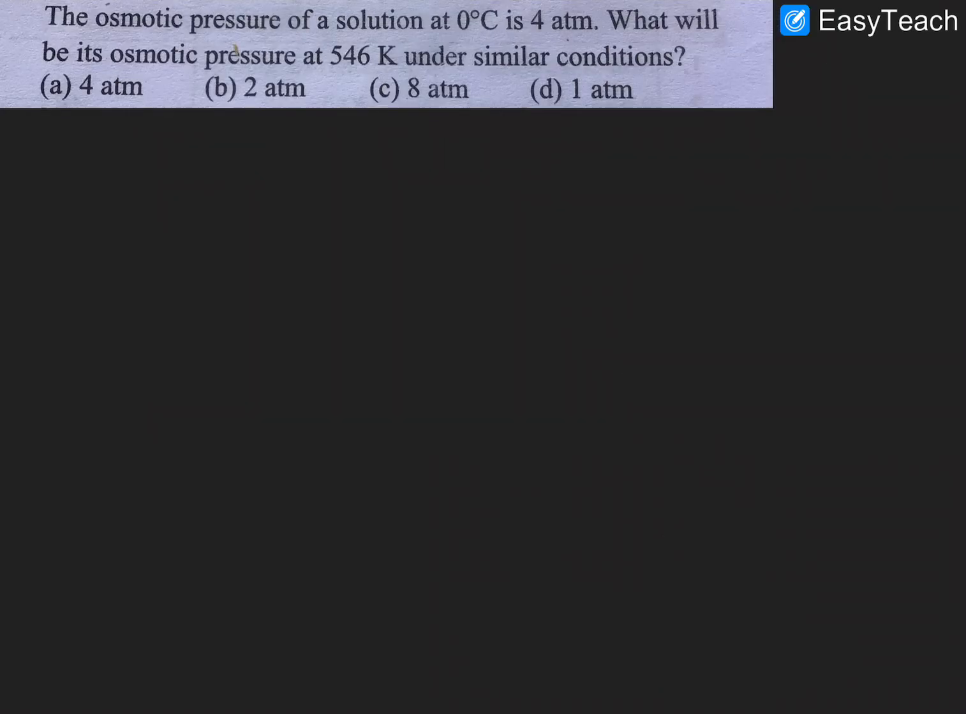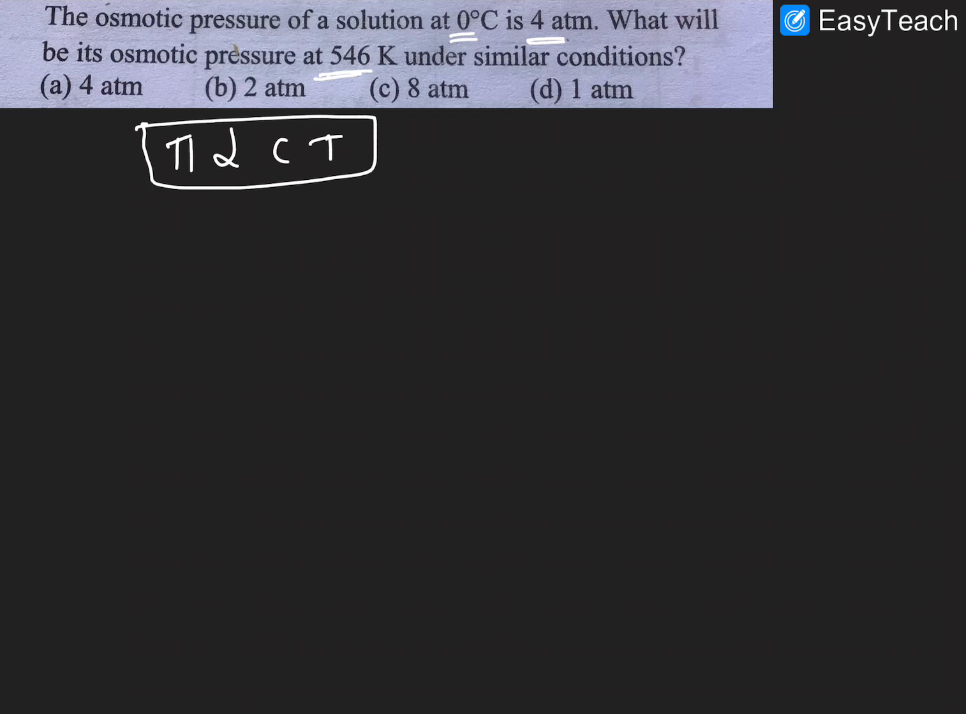And next, one more model problem. The osmotic pressure of a solution at 0 degree centigrade is 4 atmosphere. What will be the osmotic pressure at 546 Kelvin under similar conditions? Already we discussed that pi is directly proportional to concentration and temperature. Here the temperature varies from 0 degrees to 546 Kelvin, so the osmotic pressure also changes.